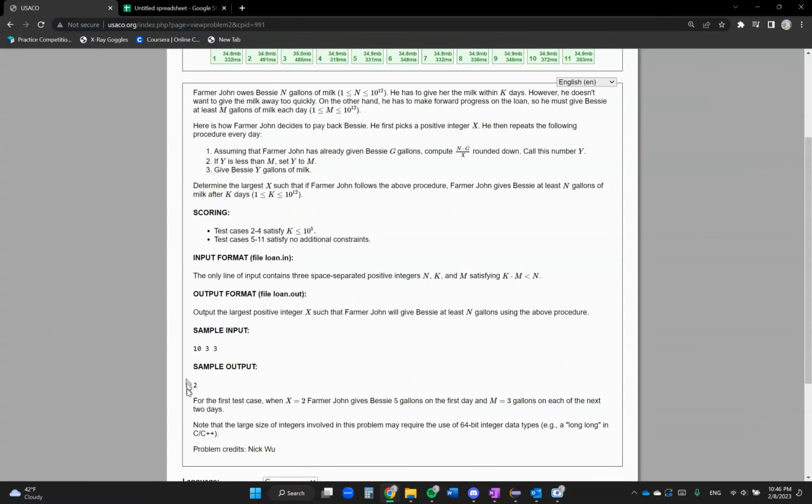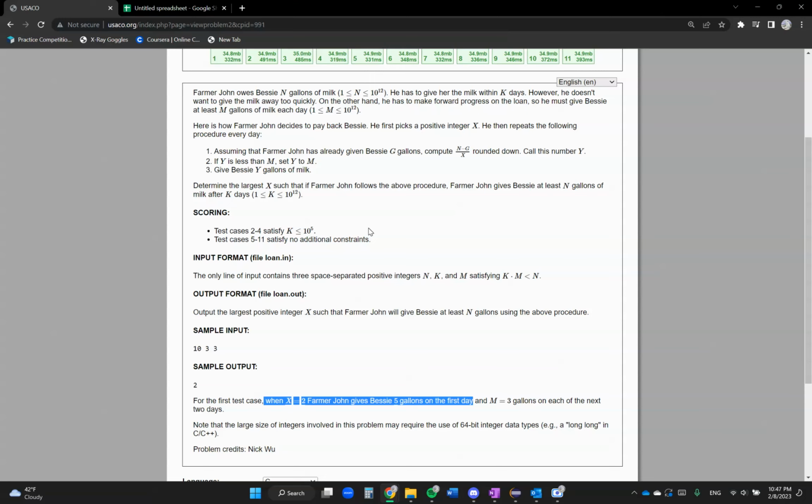So let's take a look at the sample output. For the first test case, it says that when x equals 2, Farmer John gives Bessie 5 gallons on the first day. Let's check if this is true. Farmer John needs to give Bessie 10 gallons of milk. If x equals 2, we're dividing 10 minus g, which is 0 for now since we haven't given any milk to Bessie yet. 10 divided by 2 is 5, so Farmer John gives Bessie 5 gallons of milk, and we're left with 5 gallons still remaining to give to Bessie.